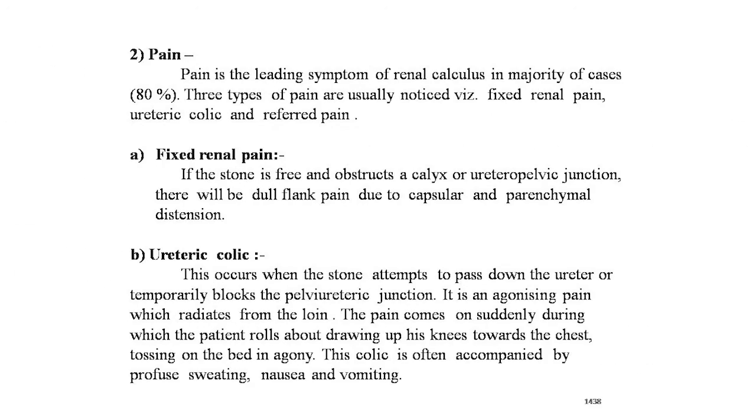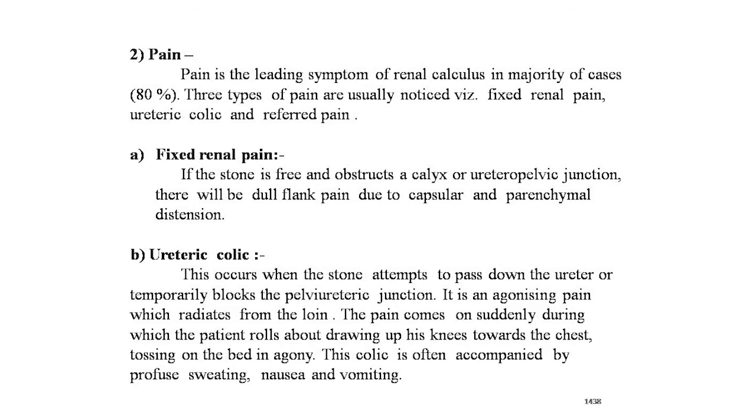Second group is the pain. Pain is the leading symptom of renal calculus in the majority of cases, that is 80%. Three types of pain are usually noticed, that is fixed renal pain, urinary colic and referred pain. First, fixed renal pain. If the stone is free and obstructs a calyx or the uretero-pelvic junction, there will be a dull flank pain due to capsular and parenchymal distension.